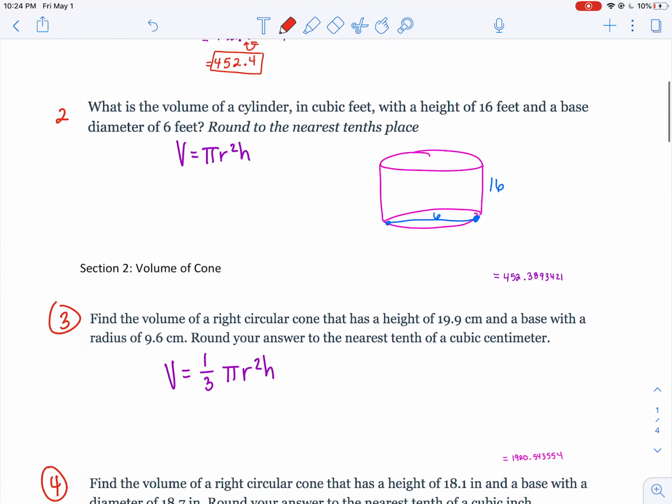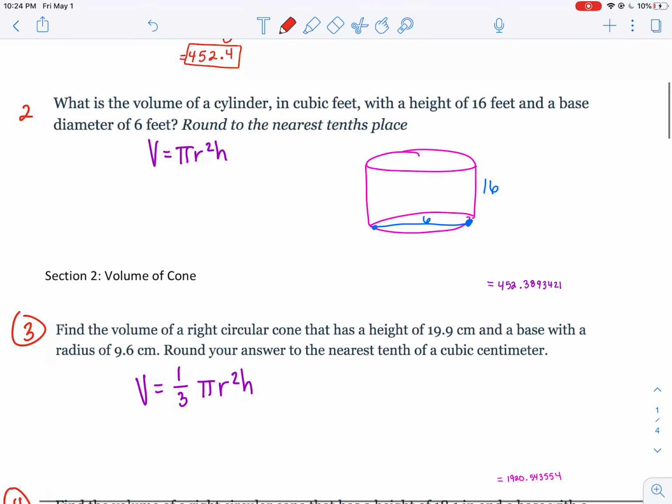All right. So let's go back up. Let's look at question number 2. It says, what's the volume of a cylinder with a height of 16 and a base diameter of 6 feet? Now, this is important. Make sure that you note that you're given the diameter, because we don't need the diameter for our formula. We need the radius, and the radius is half of that number. So my radius that I'm going to use for my formula is 3. And then my height I'm going to need is 16. So let's go ahead and plug that into our formula. The pi drops down, parentheses 3 squared, and then my height is 16.